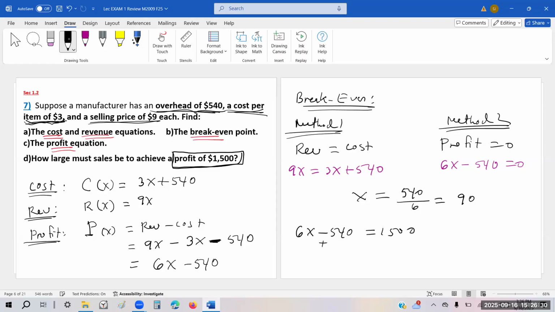So you're going to add 540 and then divide by 6. Whatever you have, you can do the math. Okay.